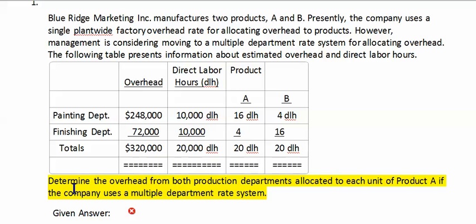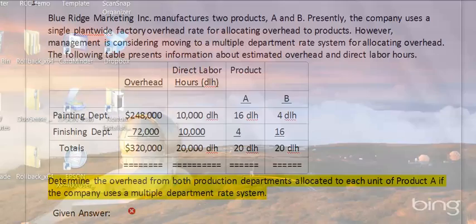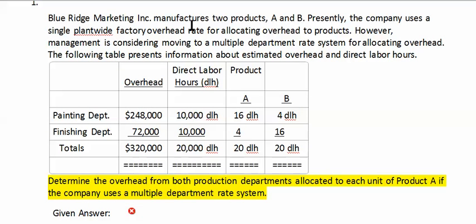This question: determine the overhead from both production departments allocated to each unit of product A if the company uses a multiple department rate system. Blue Ridge Marketing manufactures two products, A and B. Presently, the company uses a single plant-wide factory overhead rate for allocating the overhead to products. However, management is considering moving to a multiple department rate system for allocating overhead. The following table presents information about estimated overhead and direct labor hours.